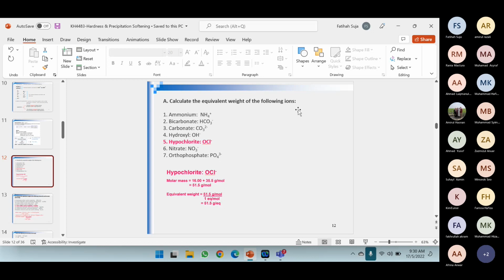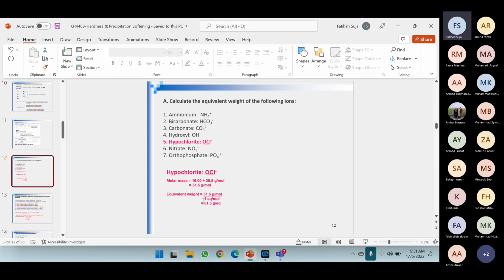Calculate the equivalent weight of the following ions. So let's say you have hypochlorite ion, OCl minus. So the molar mass of this one, oxygen 16, Cl 35.5. These are the values that you can look at in the ionic table. So you get that for OCl, hypochlorite, the molecular weight is 51.5 gram per mole. This is 1 mole of hypochlorite.